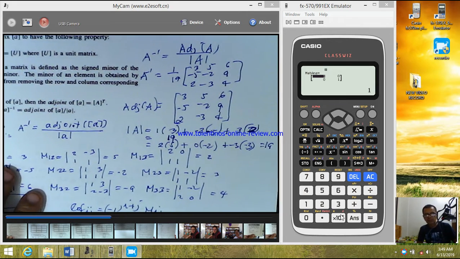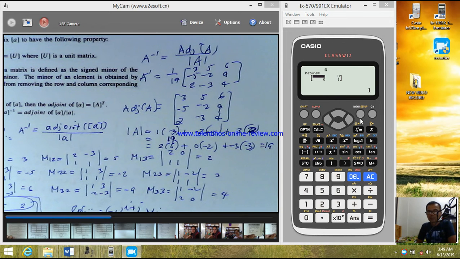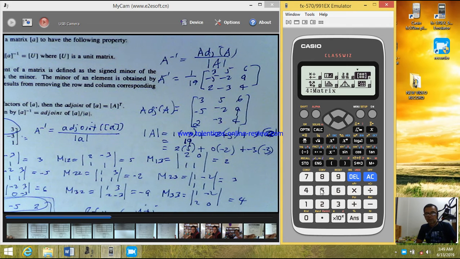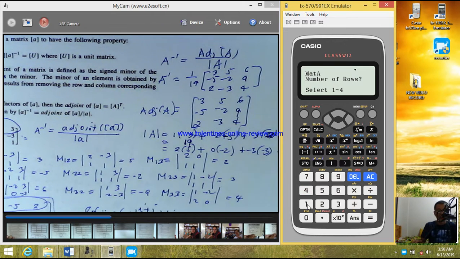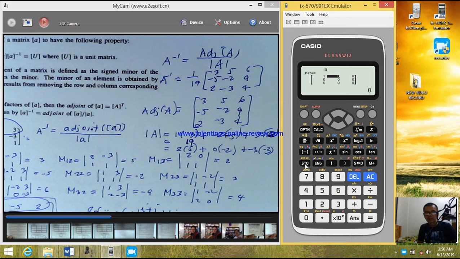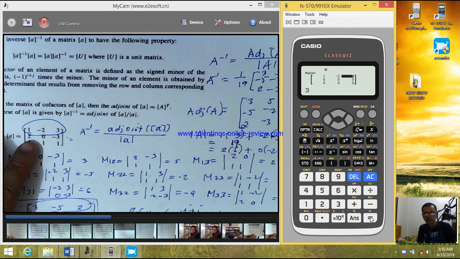Now let's verify that. Let's go to the menu, then 4 again, and define matrix A, but this time it's going to be a 3 by 3. Let's have this as 1, negative 2, 3, then 2, 0, negative 3, and then 1, 1, and 1.